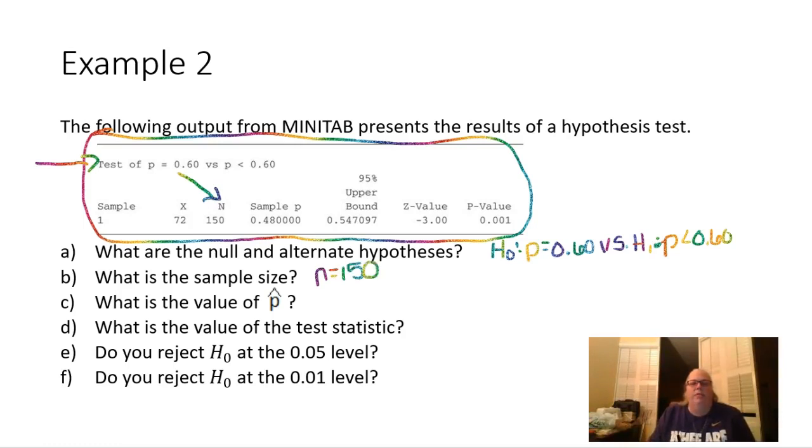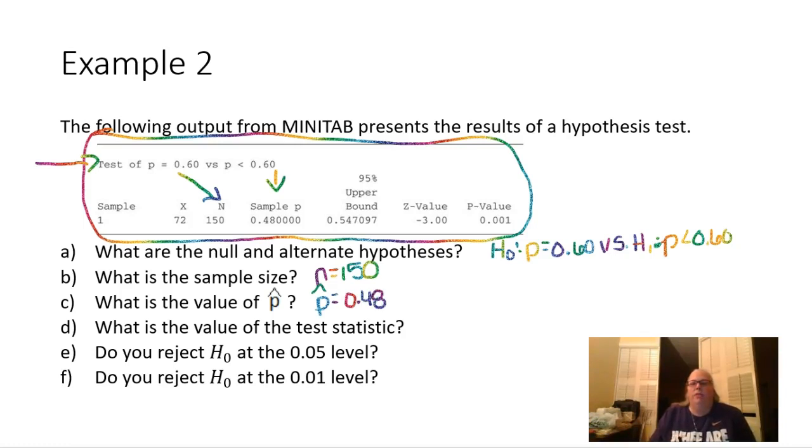Part C, what is the value of p hat? That's going to be this one right here, our sample p. And I'm just going to round this off to 2 decimal places because everything else behind it is going to be a bunch of zeros. So we'll just call this 0.48.